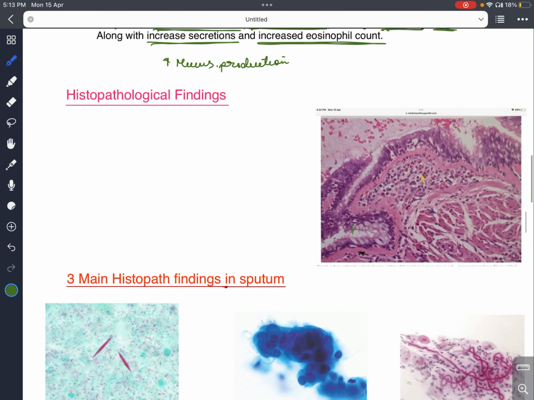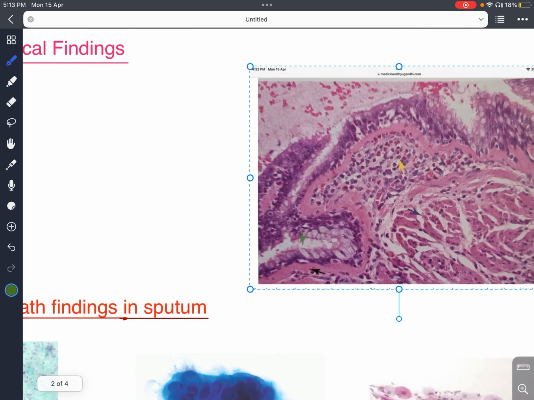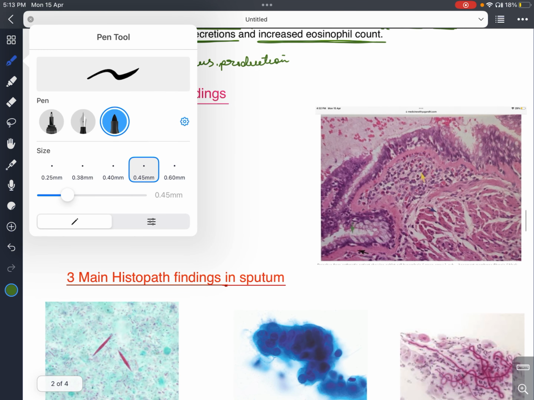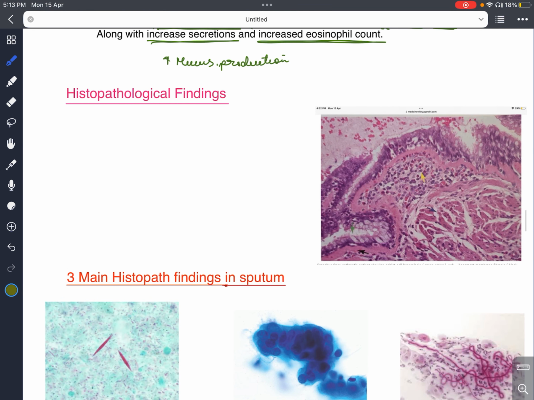We'll go to the histopathological findings now. So what are the histopathological findings? Here I have posted an image of the histopath findings and I'll be explaining you through this image. So if you notice this green arrow over here, this green arrow shows goblet cell hyperplasia.